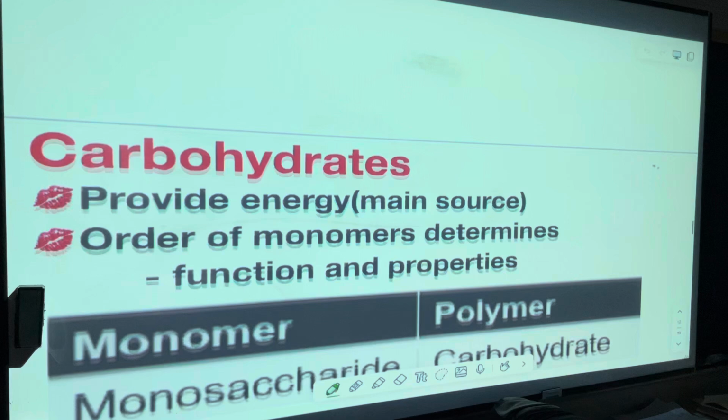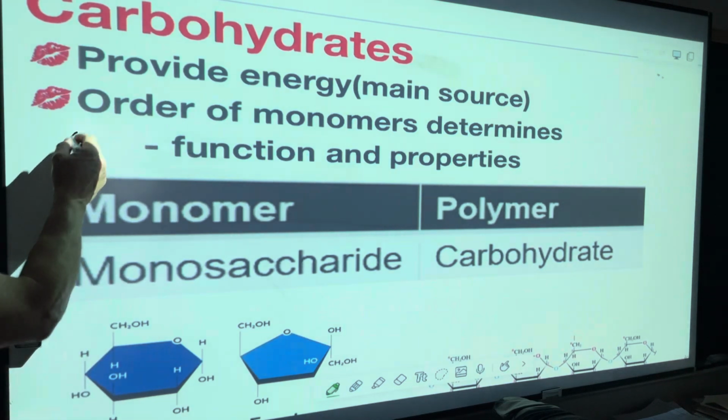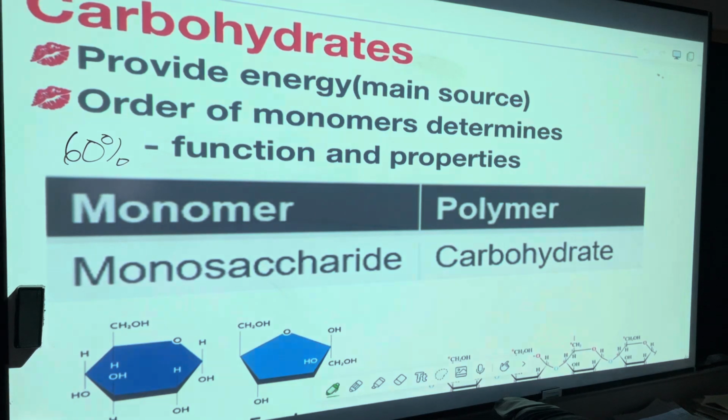Next one. Oh, carbs. Cross-country runners, I guess you're going to carb up tonight. Nice. Okay, main energy source, quick energy. This is our main one. Even though lipids contain more energy, this is our main energy source. This is roughly, at the most, 60% of our diet.